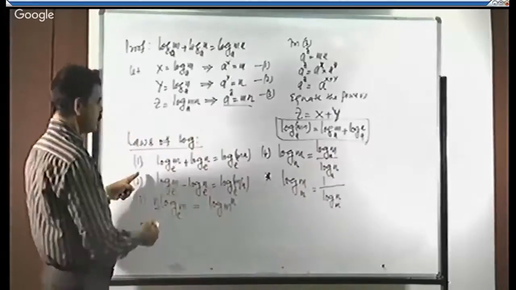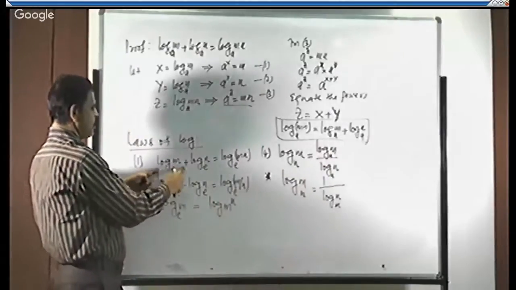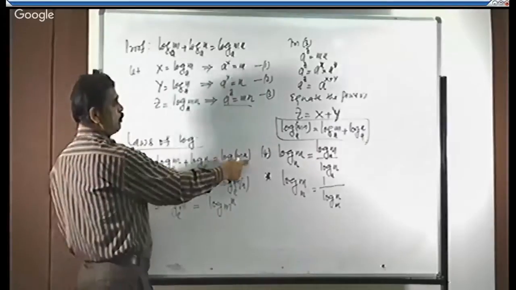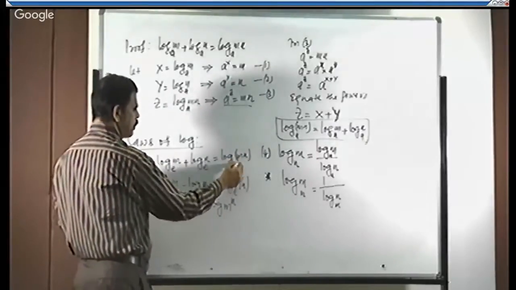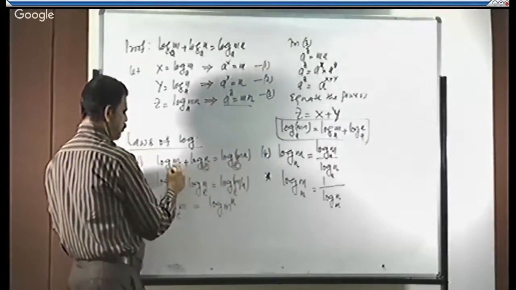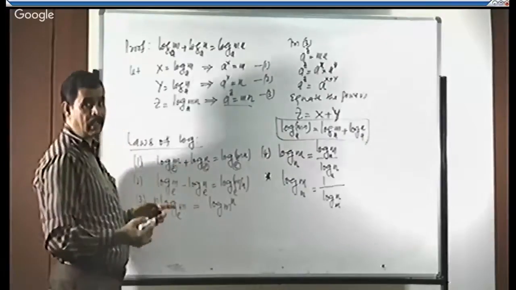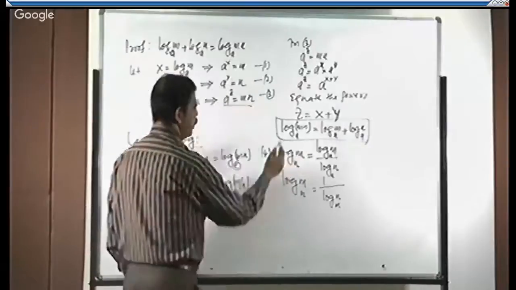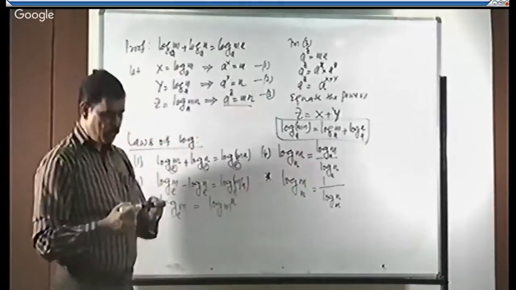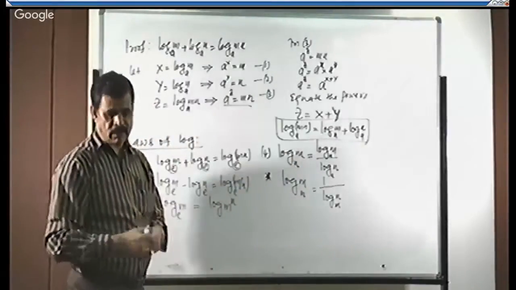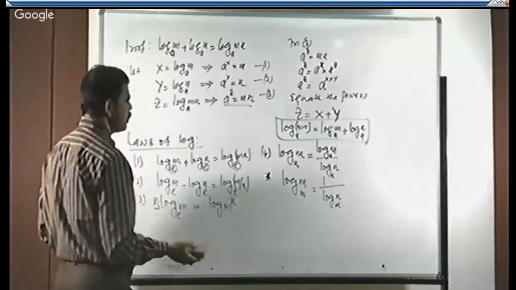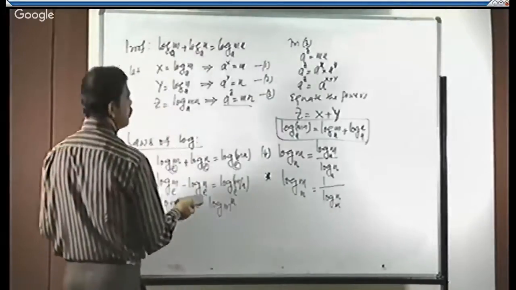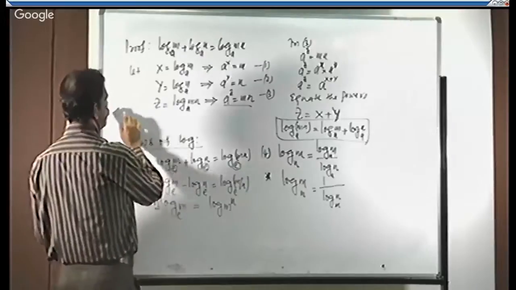What does the first law state? Log m plus log n is equal to log mn. So this is the base. We can take anything, a, b, c, e, 10, anything, right? So this will be the proof. Like that, we can have proofs of the other laws. So proofs are not required here. Just remember the laws of logarithms, right?